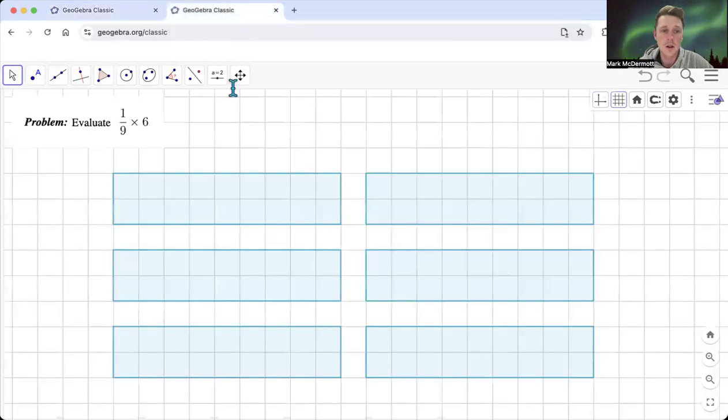All right, with that in mind, see if you can try this problem. See if you can evaluate 1/9 of 6, or 1/9 multiplied by 6, and see if you can think about it both ways. All right, good luck.